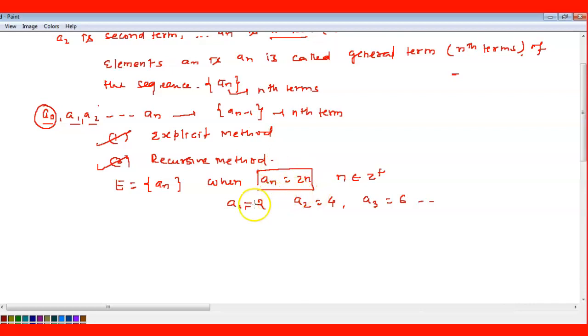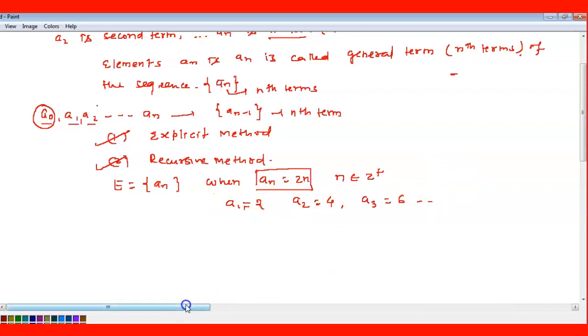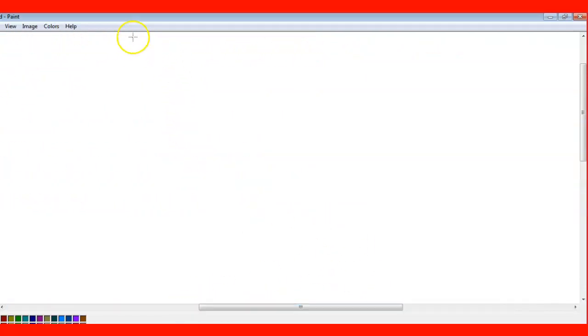Now, in the recursive method, the question comes like this. Consider an is equal to 5n, and you have to obtain the recursive definition for the sequence an. So what we can do here: for a1, put n equal to 1. What will you get? 5, right? If you put 2, then you get 10. If you put 3, then 15. 4, then 20, and so on.